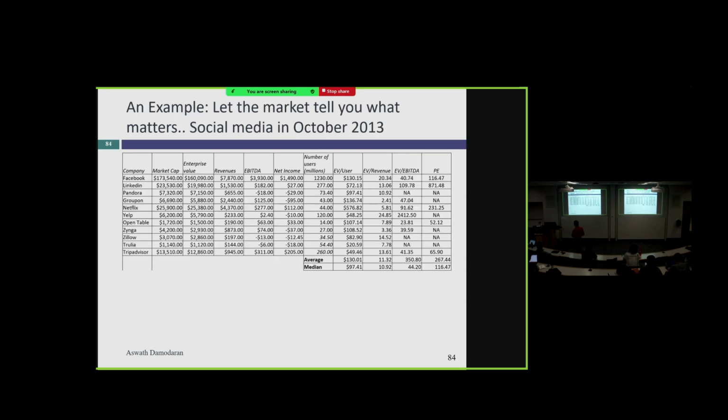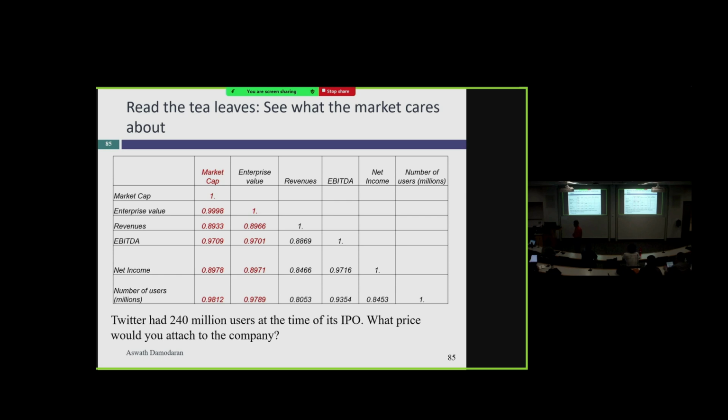You go back to the previous page, the median enterprise value per user is about $100. So let's say my job as a banker was to price Twitter for its offering. Let's face it, that's really my job as a banker. I could have done this dance around a DCF valuation, but what the heck am I looking at a DCF valuation for? How would I have priced Twitter in 2013?